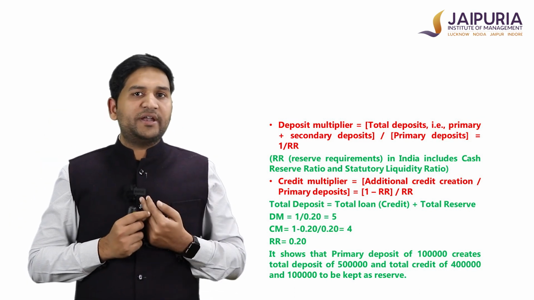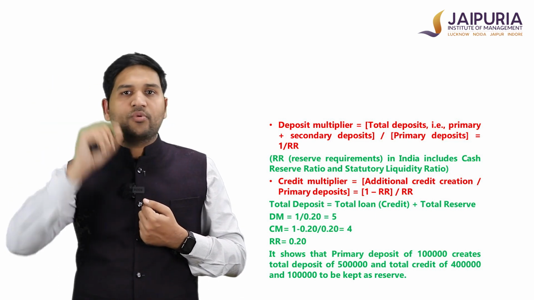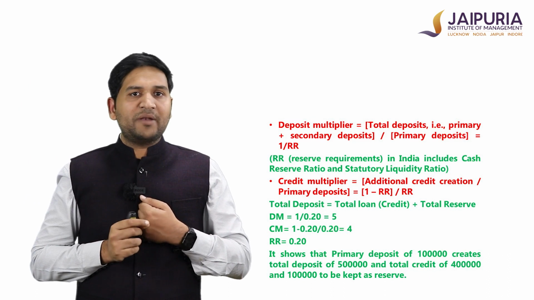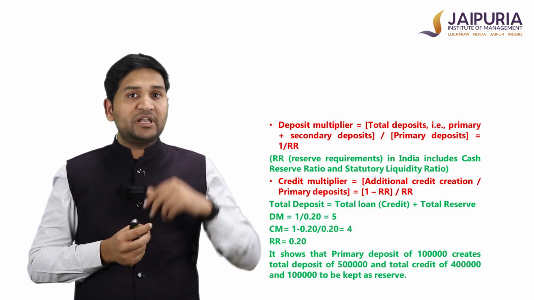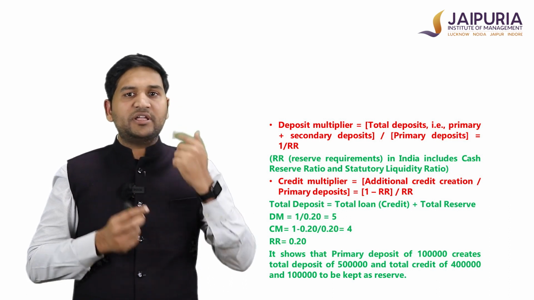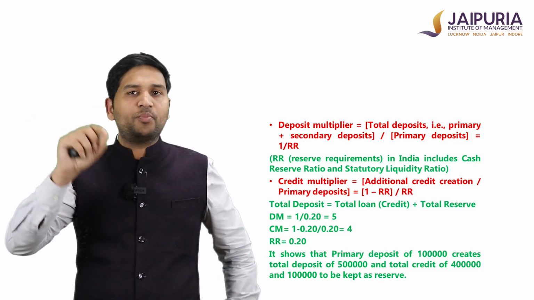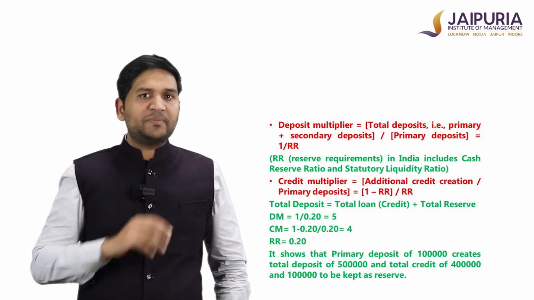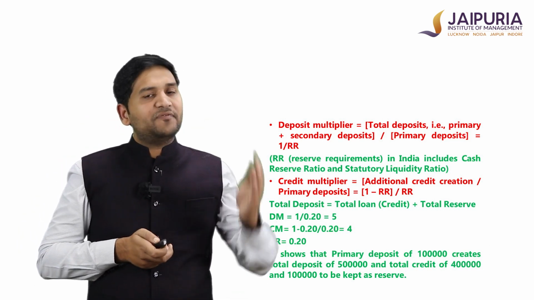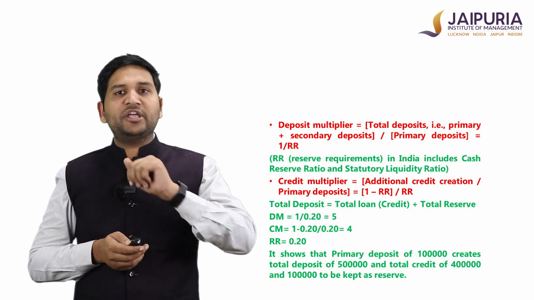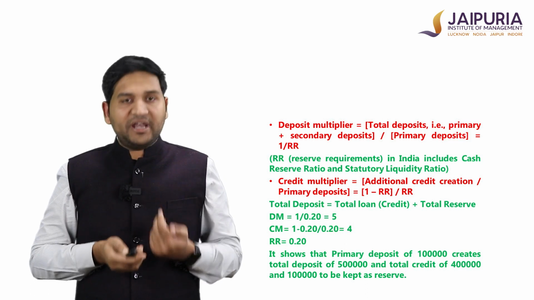Similarly, the credit multiplier is (1 minus RR) divided by RR, that is 1 minus the reserve requirement divided by the reserve requirement. If your reserve requirement is 20%, then 1 minus 20% is 0.8, that is the numerator, divided by the reserve requirement 0.2. So the value of the credit multiplier will be 4. Your primary deposit of 1 lakh will create a total credit in the economy of 4 lakh. This is how banks create credit.